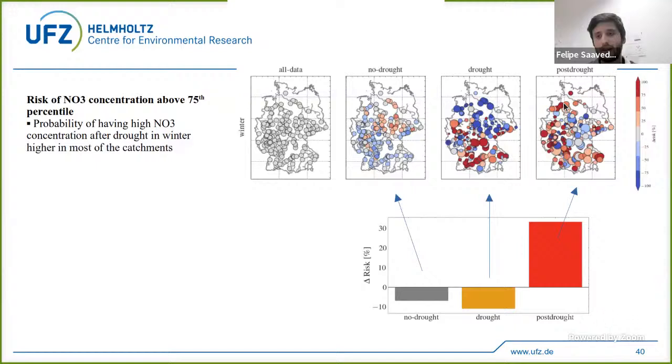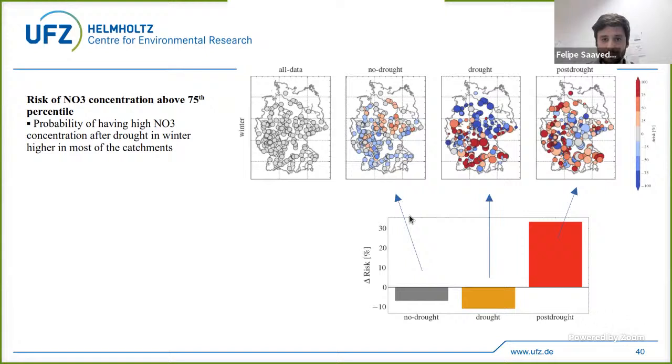And you can clearly see here that most of the dots here, at least in the west of Germany and in the south, are red. So there is an increase in the risk of having a nitrate flush due to post-drought conditions. Here, the bar plot shows the same.